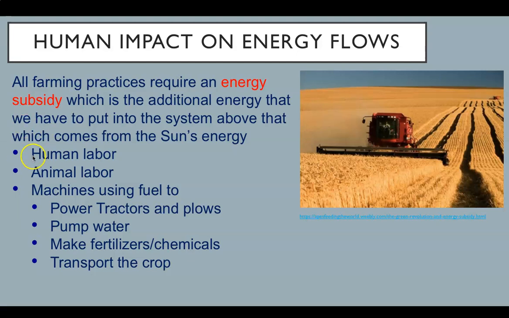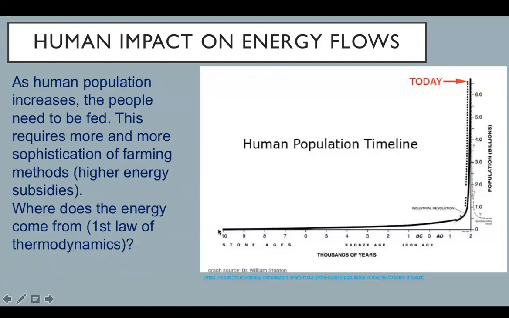This includes human labor, animal labor, machines using fuel to power tractors and plows, to pump water, to make fertilizers and chemicals, and to transport crops. As the human population increases, the people need to be fed. This requires more and more sophistication of farming methods, and thus higher energy subsidies. Where does this energy come from? Remember the first law of thermodynamics, that energy just can't be created.